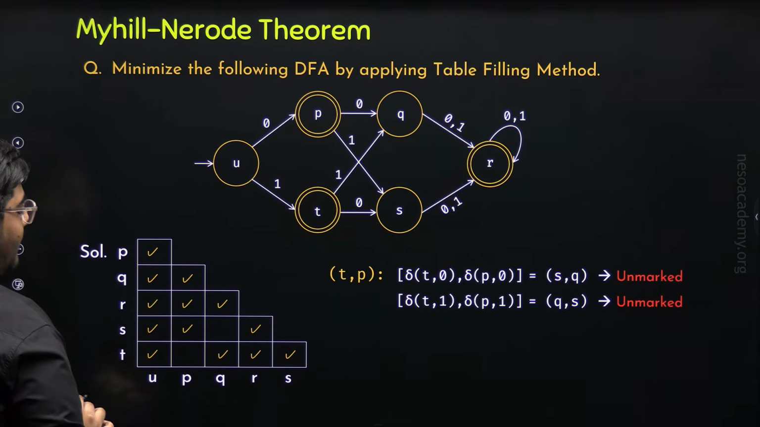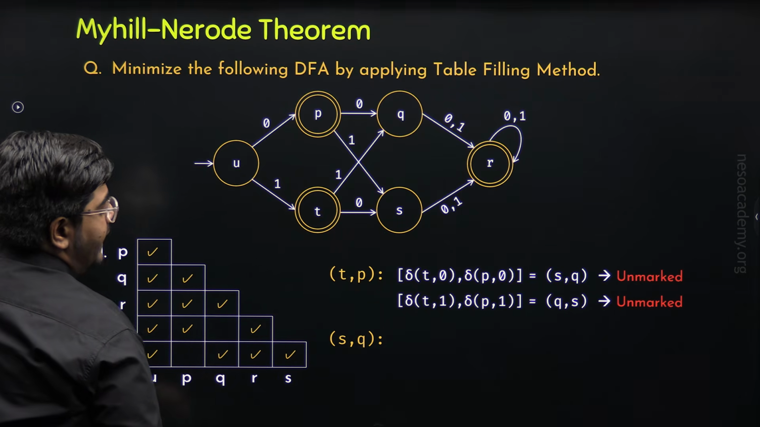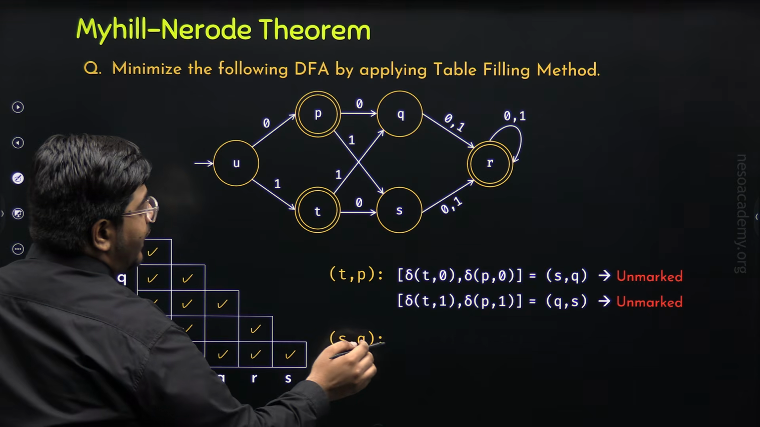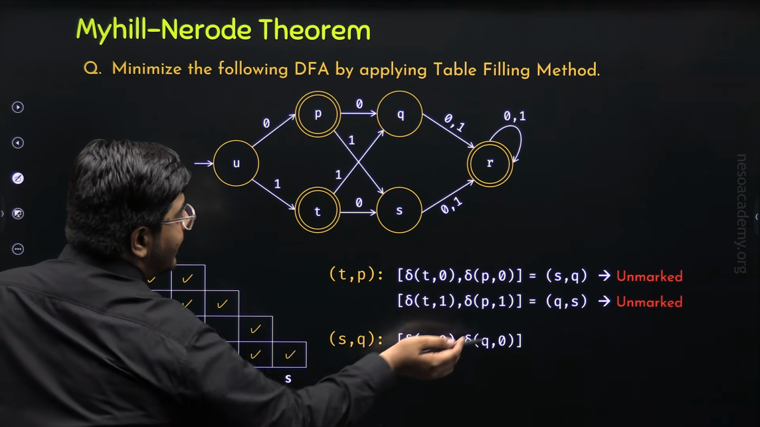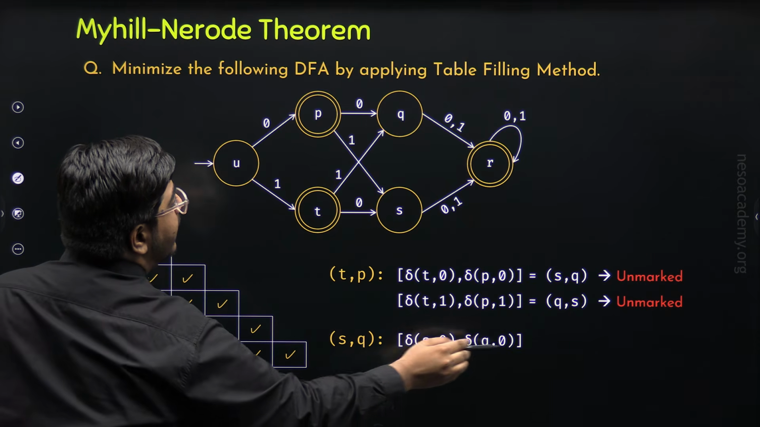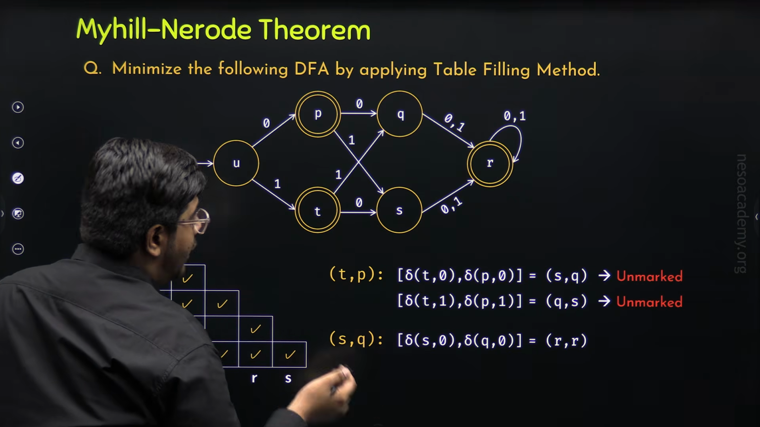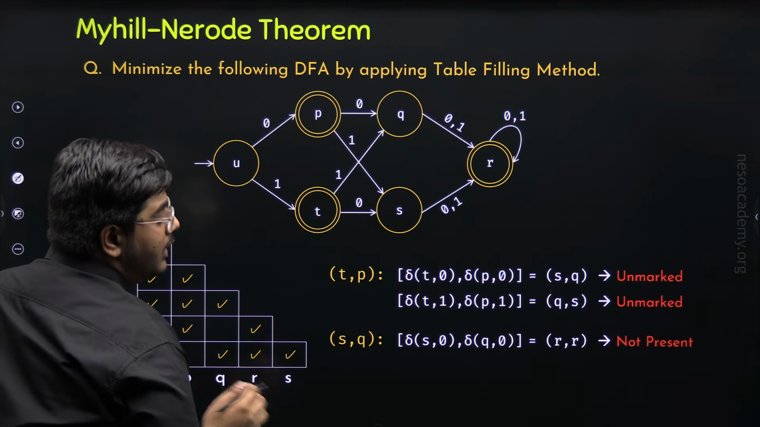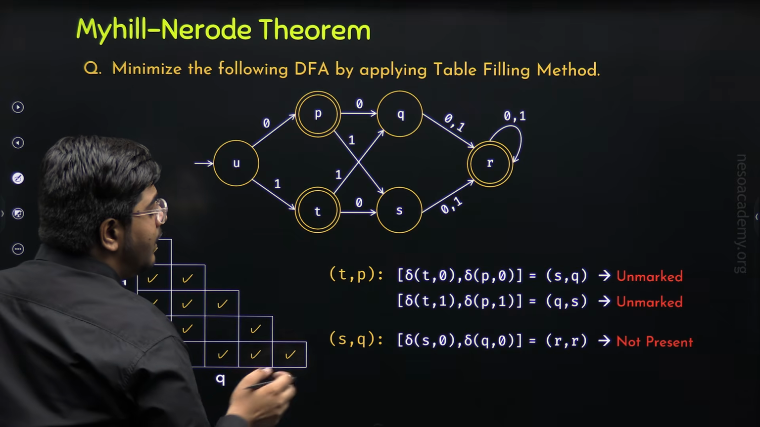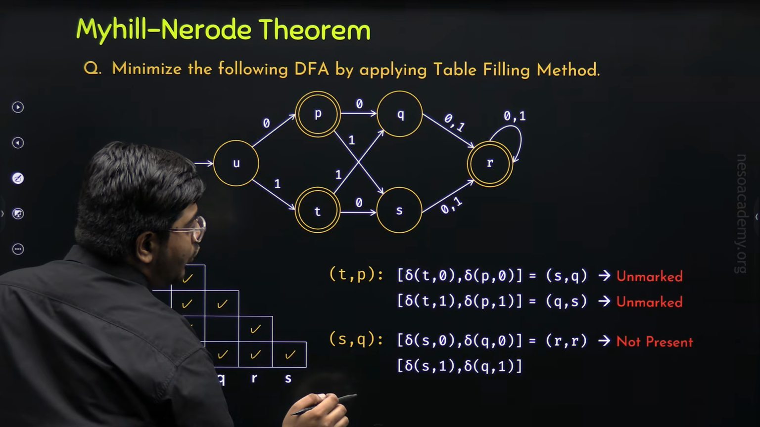Let's check for the last unmarked cell, which is SQ, this one. So here we will write SQ. For this we need to write delta S comma 0, delta Q comma 0. Now S comma 0 is R and Q comma 0 is also R. So we are getting R comma R, which is not even present in our table. Let's check for the next input symbol. That is 1. Delta S comma 1, delta Q comma 1.